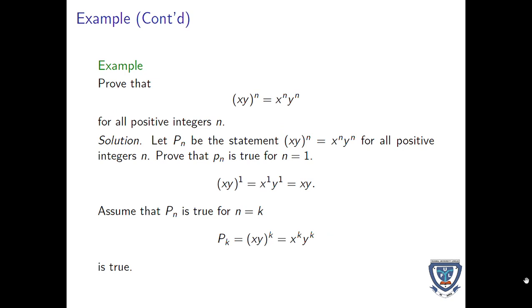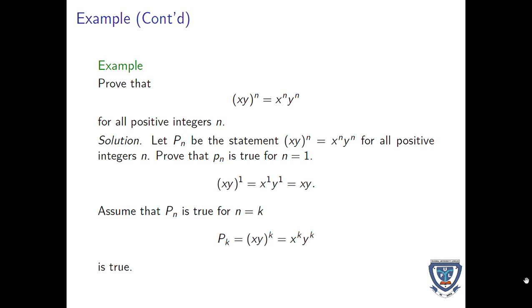I have another example here. It says we should prove that (xy) raised to power n is equal to x raised to power n, y raised to power n for all positive integers n. The same pattern, the same principle. You identify your P(n). In this case, our P(n) is (xy) raised to power n. Then you prove that when I substitute n to be 1, the left hand side will actually be equal to the right hand side, which is true.